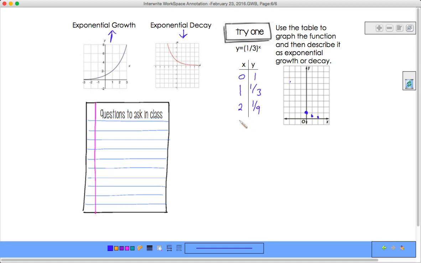So maybe I'll try -1. If I put -1 in here, that flips this over, which makes it 3. So negative 1, 3 gives me a good point. It means this thing goes like this. And since it's going down from left to right, it is decay. Okay, that's all there is to it. We're going to make tables, graph our points, decide if it's growth or if it's decay.